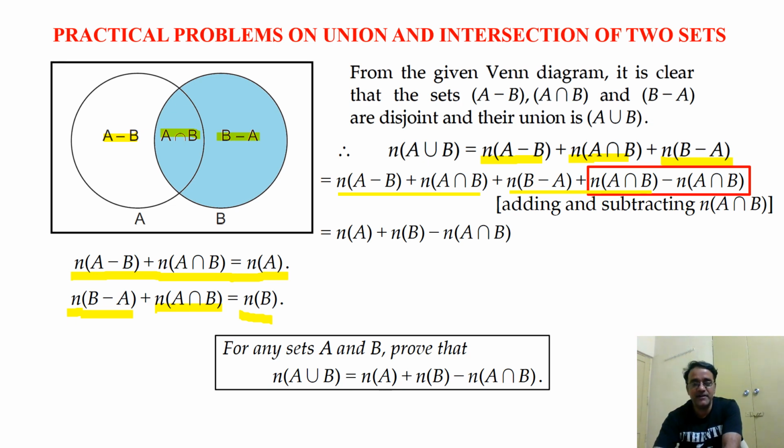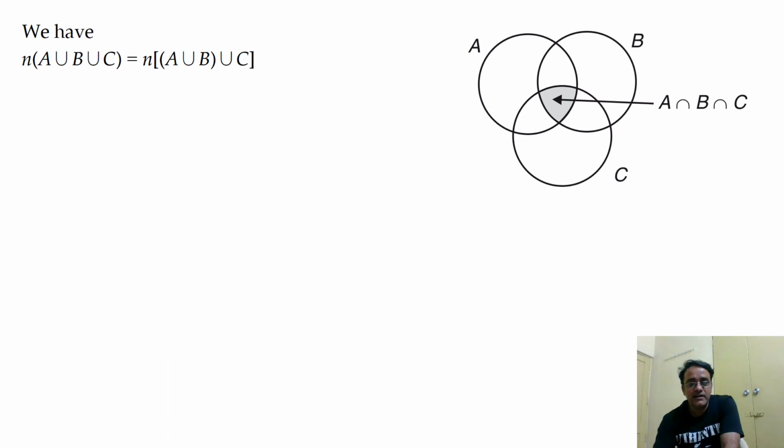Now let us take the case of three sets. In these three sets, this is the shaded portion, which I am highlighting in yellow. That is A intersection B intersection C, the common portion of all three sets. Now see the left hand side, n of A union B union C. We are going to derive the formula.